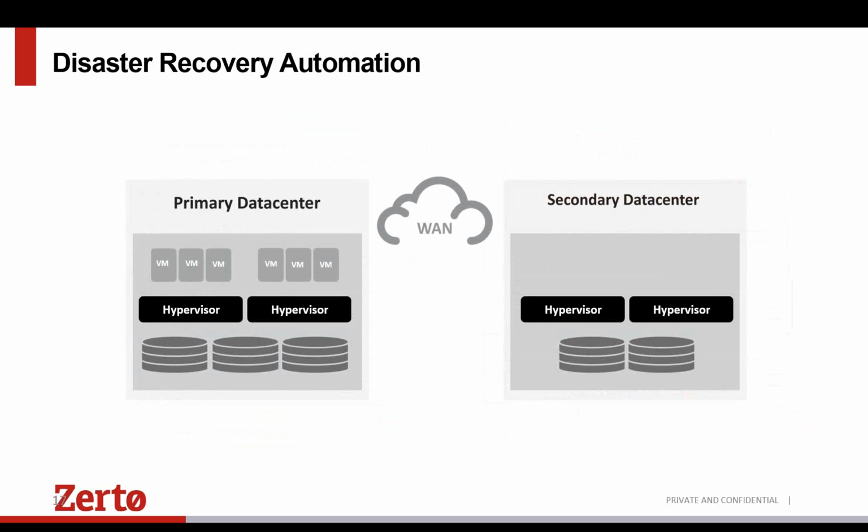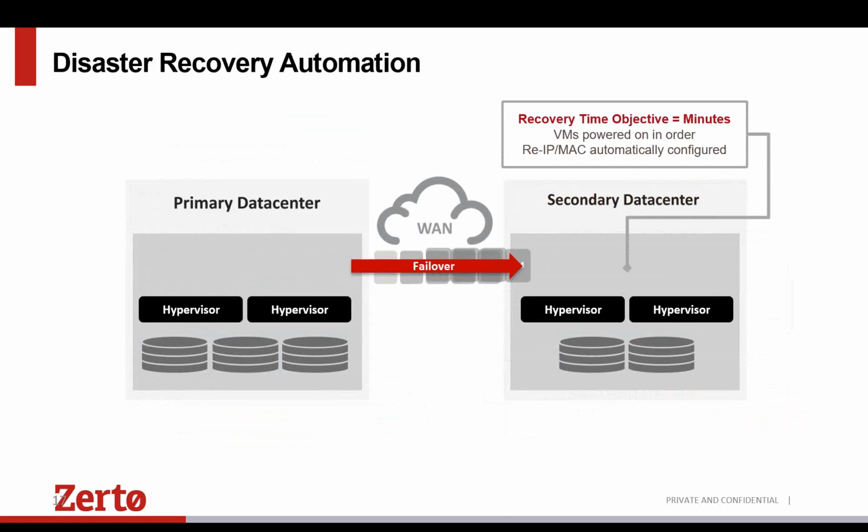In terms of the failover automation and orchestration piece, to initiate a failover, you simply log into the target site Zerto Virtual Manager and you click on the live failover workflow, and this automates the recovery, automatically bringing the virtual machines online in the correct order, changing the IP addresses, connecting them to the relevant port groups, delivering a recovery time objective of just minutes.